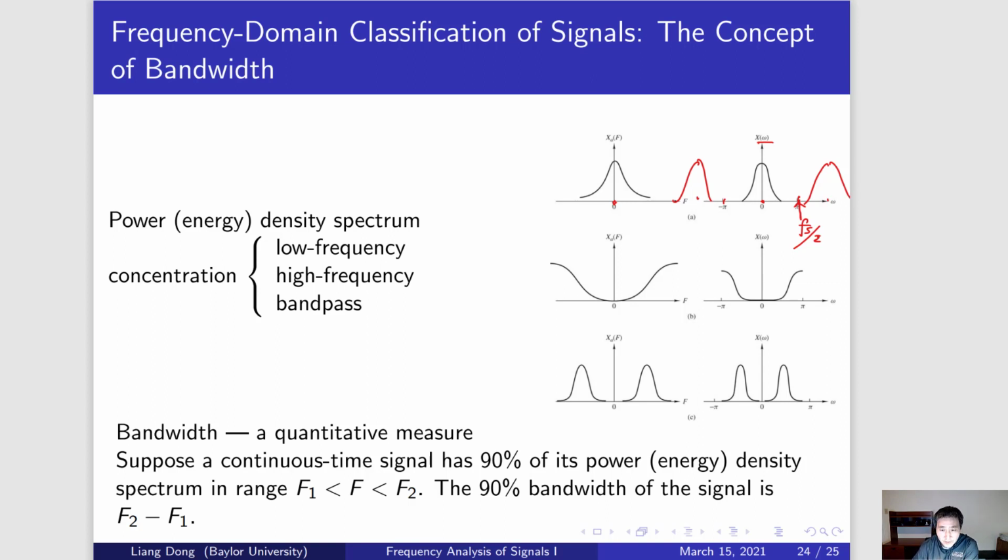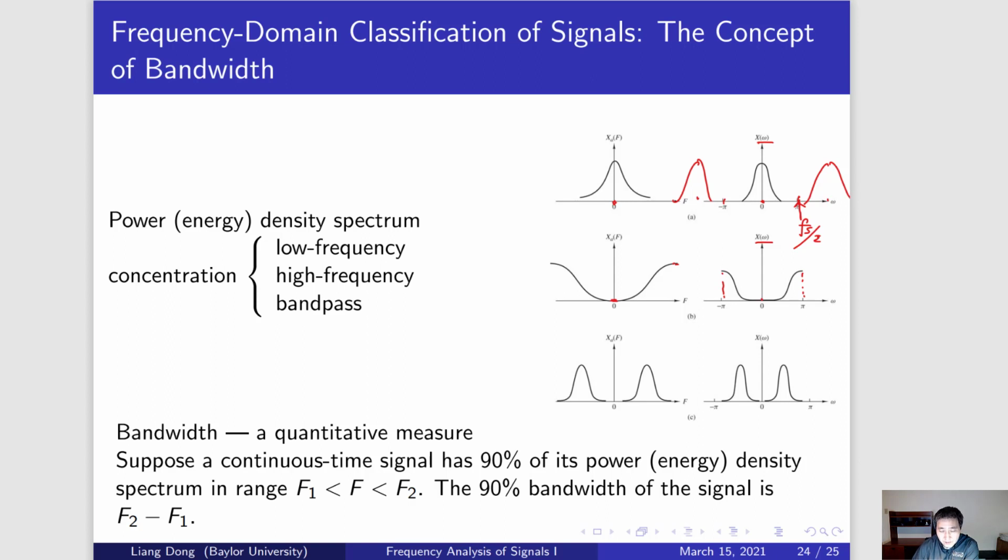Now, for the high frequency signal, I have a power spectrum, or density spectrum, that is very small around DC, but we have a high energy concentration at higher frequency. In the case of the discretized signal, X(omega), we have a high concentration around pi, or negative pi, which is the high frequency, and this is the high frequency signal.